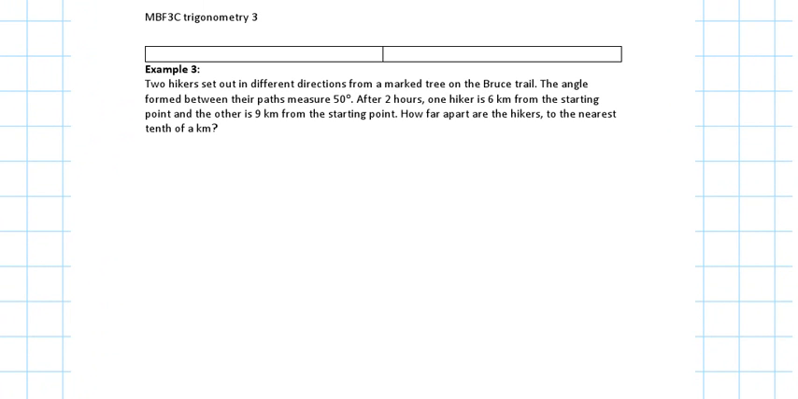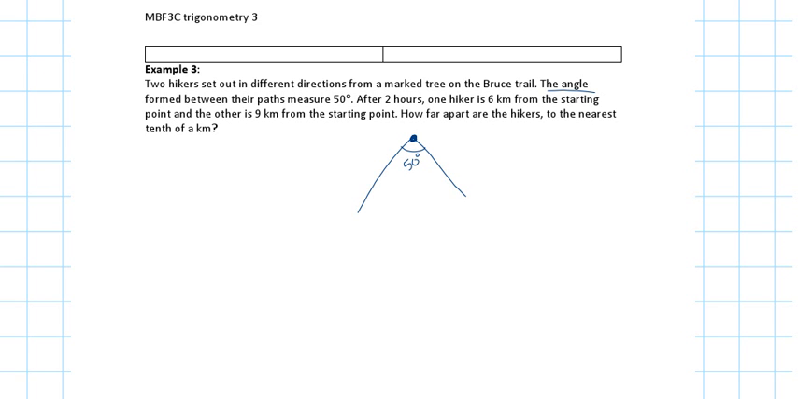So what do I have here? What's my scenario? They're both starting at the same point and going in different directions. They're both starting at this point from that marked tree, and one is going this way, the other one is going this way. And it says that the angle formed between their paths measures 50 degrees. So I know that this is going to be 50 degrees.